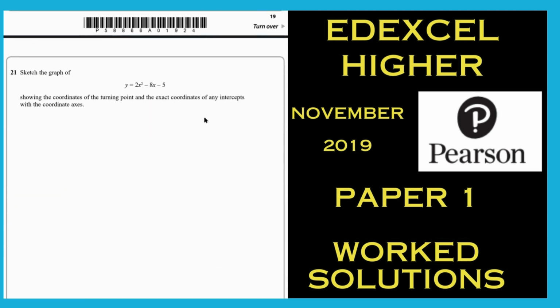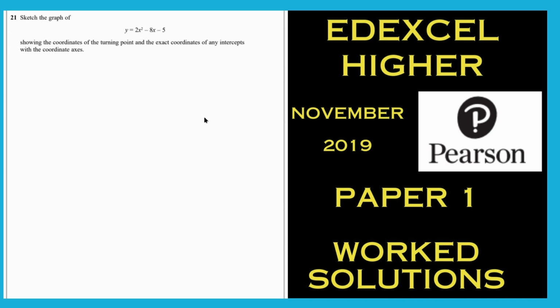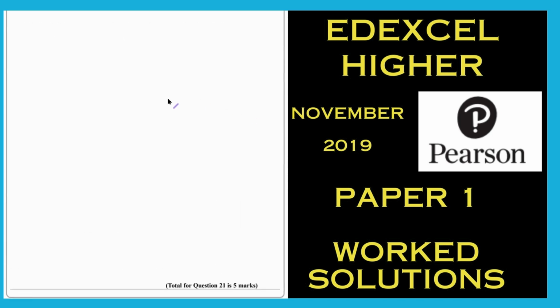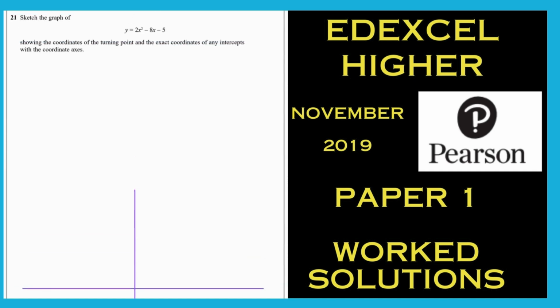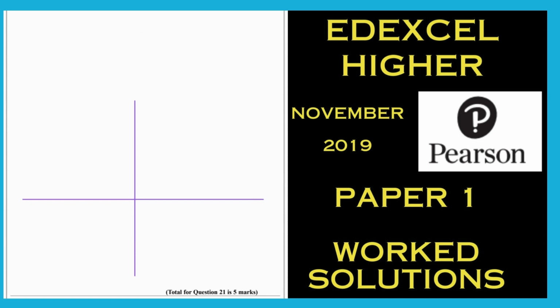Number 21. Stonker of a question, if I do say so myself. Work towards it is my advice. So I want a sketch. It doesn't have to be amazing. You just have to hit the key points. So there's my axis. The first thing you do know already is the y-intercept. This graph, when it crosses, will be crossing the y-axis at -5.